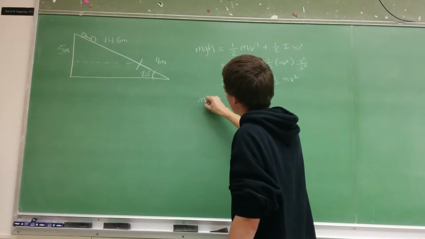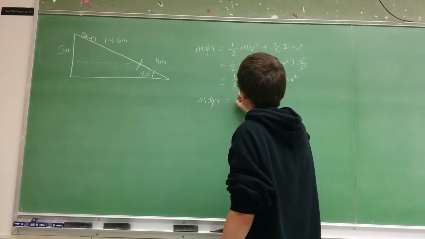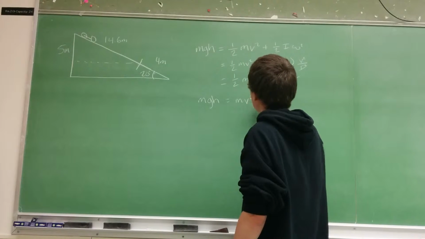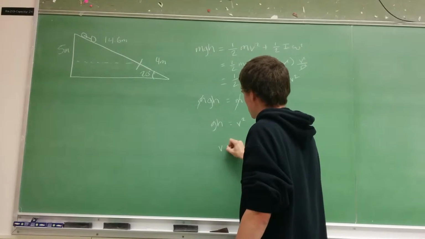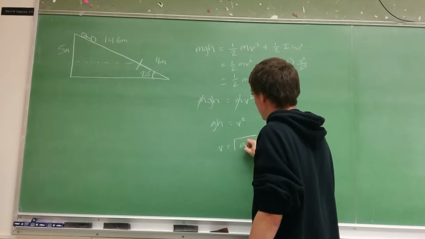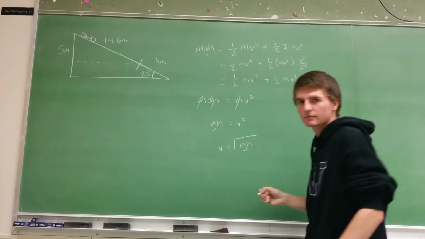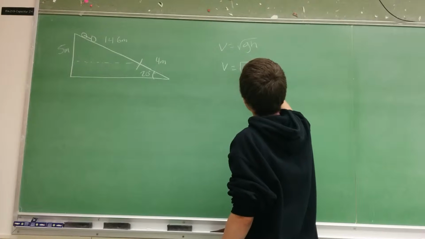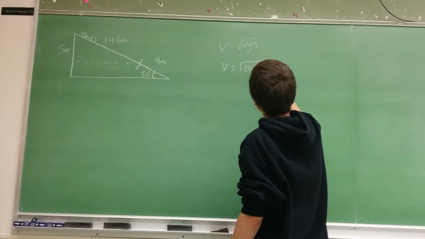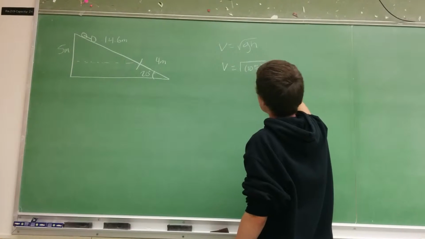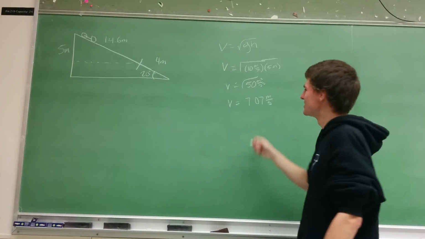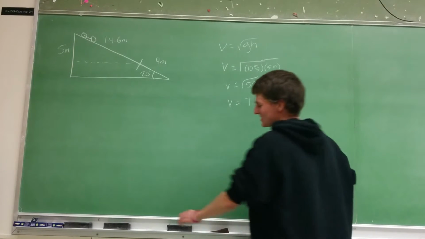So mgh equals mv squared. Velocity is going to be the square root of gh. Velocity is going to be 10 meters per second squared times the height of 5 meters. So velocity equals 7.07 meters per second.